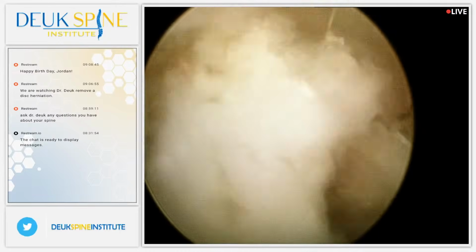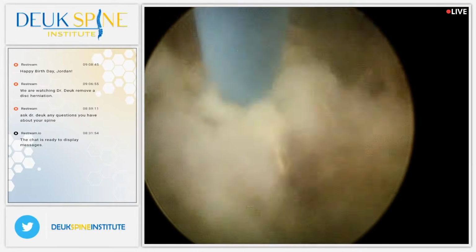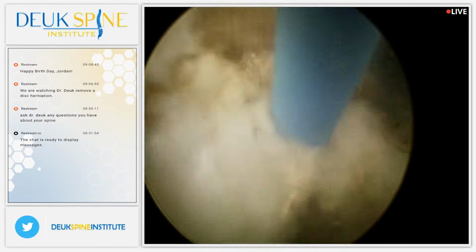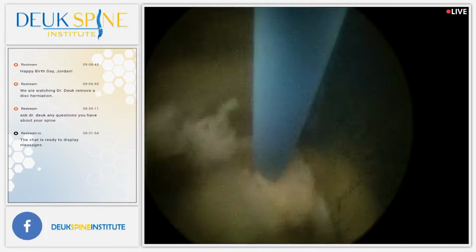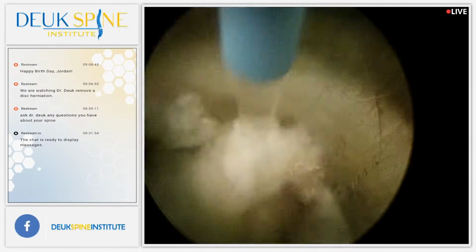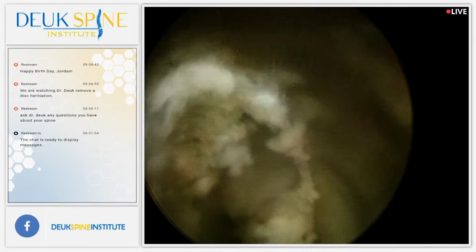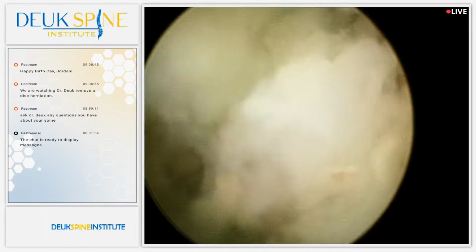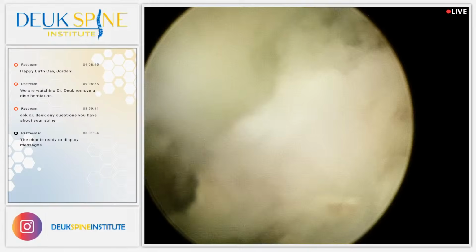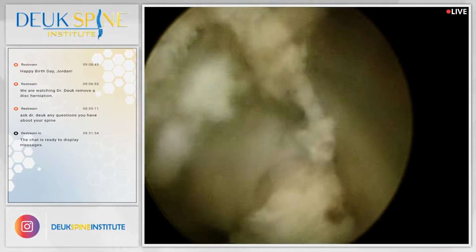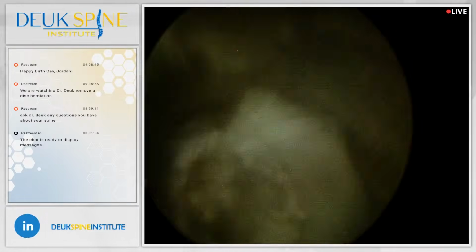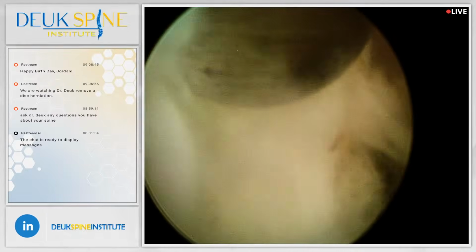No questions? All right, now this patient certainly could have stayed in Virginia and had spine surgeons do his treatment up there. They would have done fusion or laminectomies, and he chose to come to Deuk Spine instead. Okay, so let's show everybody why Deuk Spine Institute's treatments are better than what other doctors are offering.